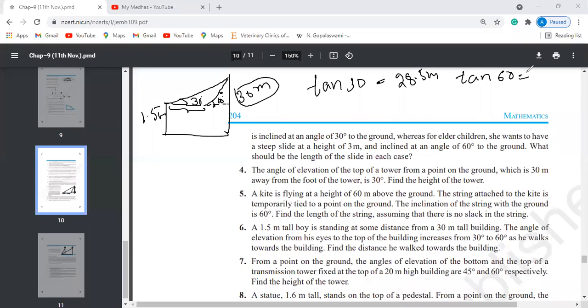So tan 60 is equal to 28.5 meters divided by BC. You can name the points A, B, C. This one you can write as AB, and this you can write as BC. Now how will you solve?